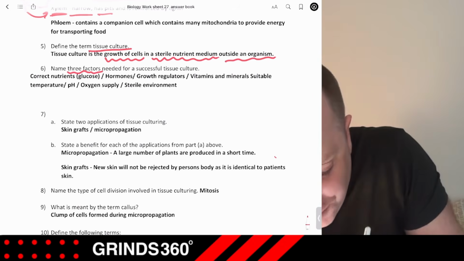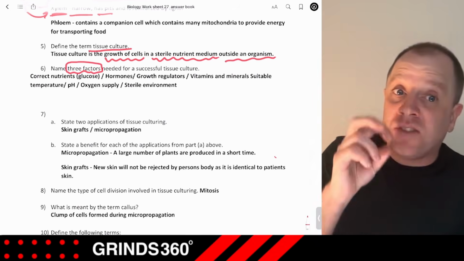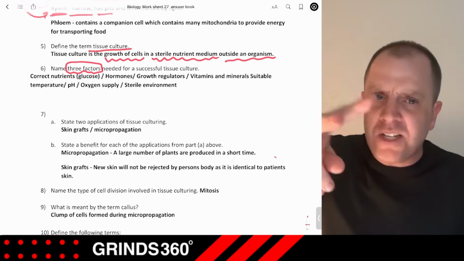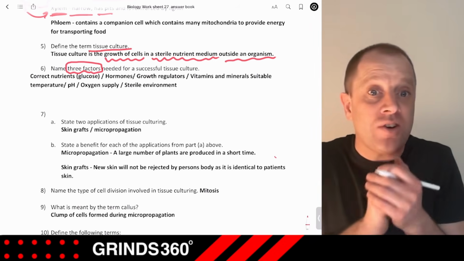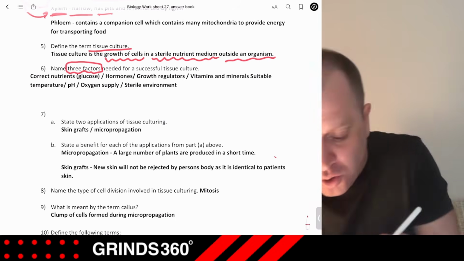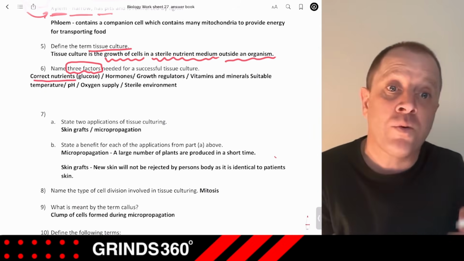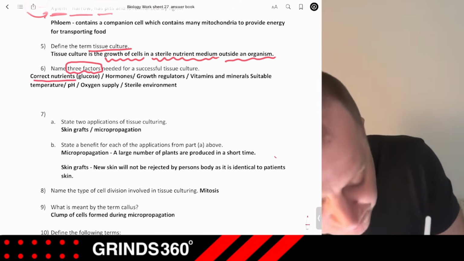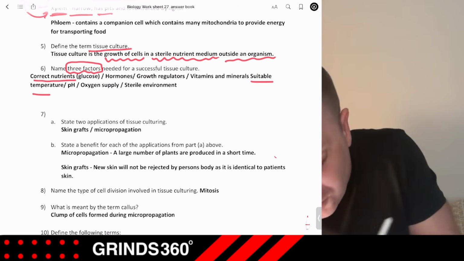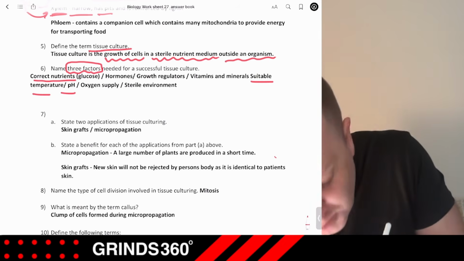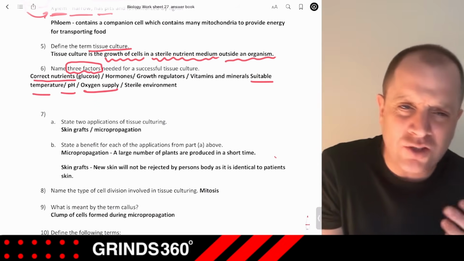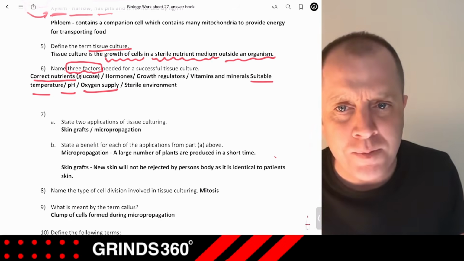It says, name 3 factors. Now, in your Leaving Cert, I've only ever seen 2 being asked, but I said 3 just in case. Name 3 factors that are needed for a successful tissue culture. You must provide the cells with correct nutrients. You must provide them with a suitable temperature or a suitable pH. You must provide them with oxygen supply. Highlight 2 or 3 of those so they're easy to remember.